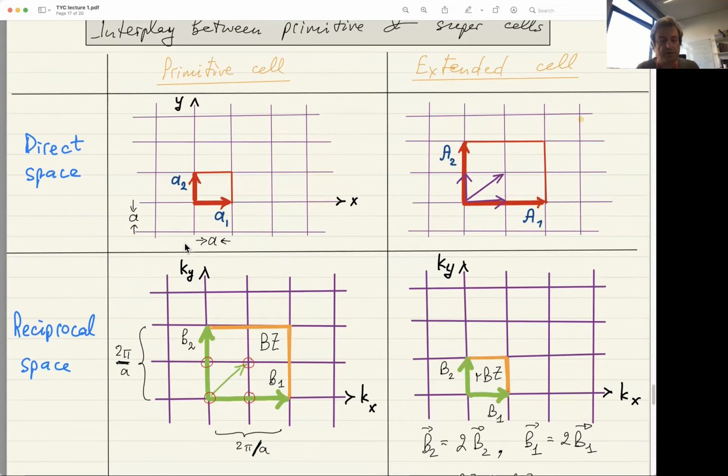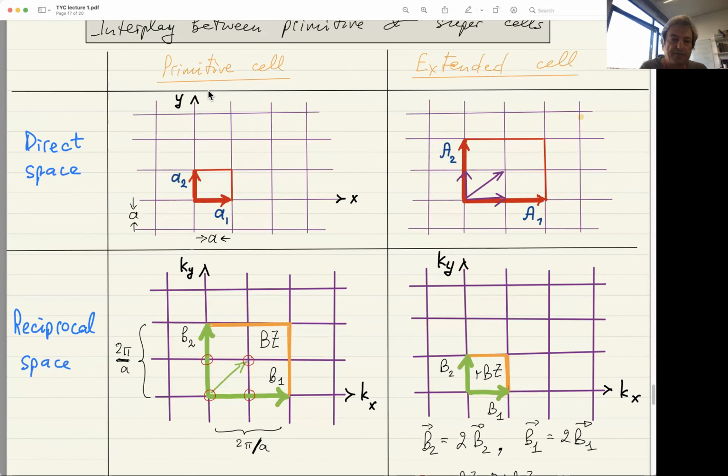Right. So let's have a look at this. Here on the left, I have a primitive cell. On the right, I have the case of the extended cell. So in the direct space, I have a simple square lattice with a primitive unit cell here. A1 and A2 are two lattice translations, okay? And it's a square lattice, so the distance between atoms is A, just one atom in the unit cell for simplicity. Now, corresponding to this primitive cell, I have the Brillouin zone in the reciprocal space, right? And that would be something like that, also a square, but the sides of the square will be 2 pi over A.